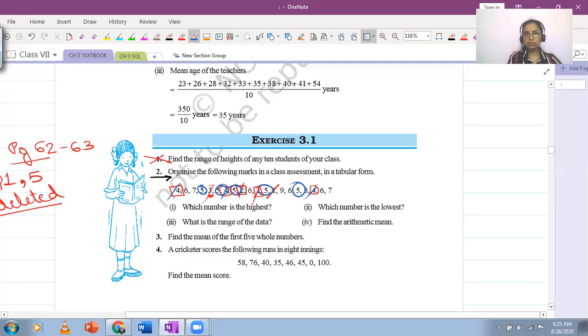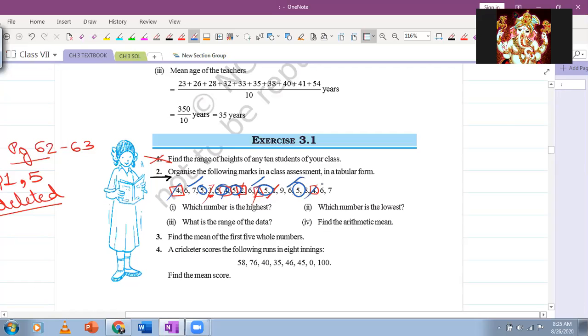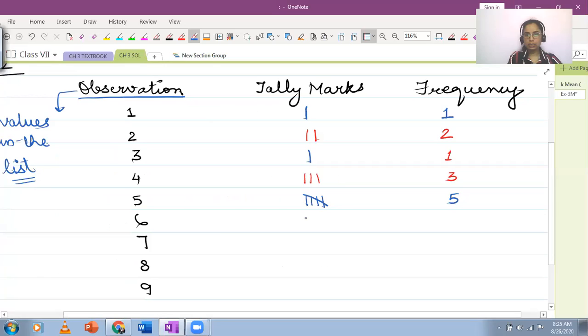Let's count 6. So 6 I can see 4 times here. 1, 2, 3, 4 times. So let's write down 4.